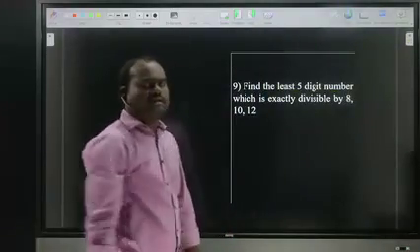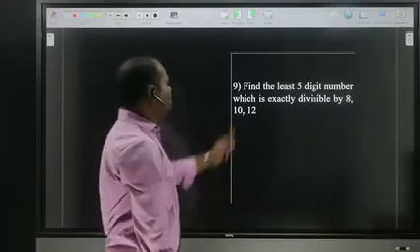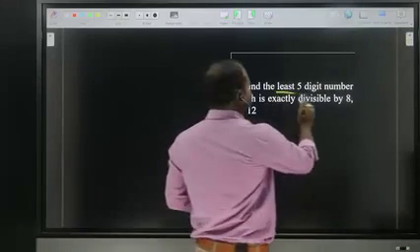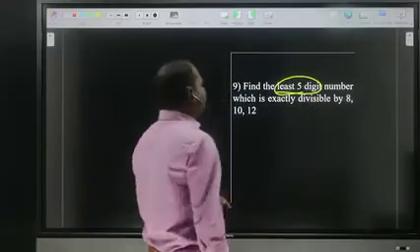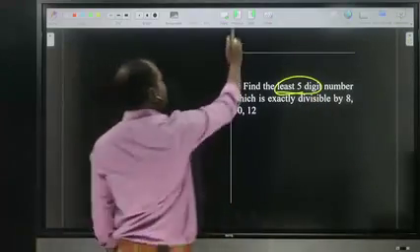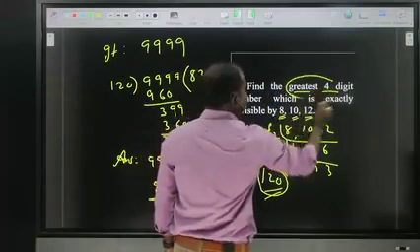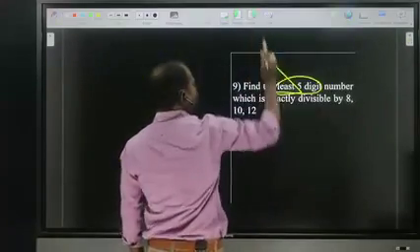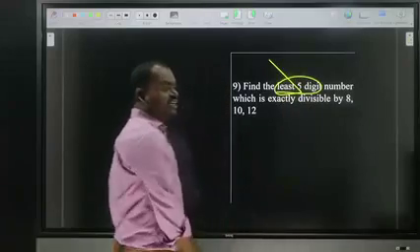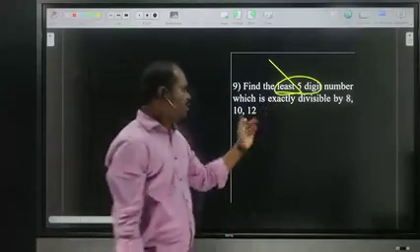Earlier I said greatest, now we are looking for least. Find the least 5-digit number which is exactly divisible by 8, 10, 12. Earlier the question was greatest 4-digit, now the question is least 5-digit. That is the difference. For your understanding, I have given the same numbers 8, 10, 12.